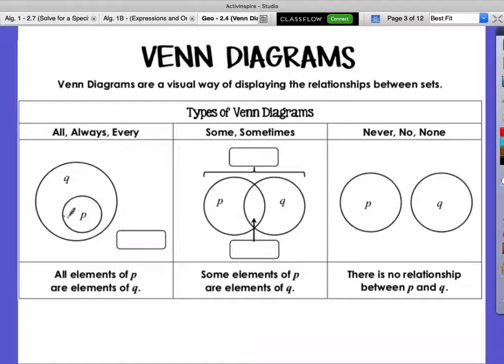So, P could be students that are in this math class. All elements of P would be each individual student. All of you would be the elements, what makes up the set P. Q could be students in the high school. So we're saying all students in this math class are in this high school. Is that accurate? Yes. But are all students in this high school in this math class? No.